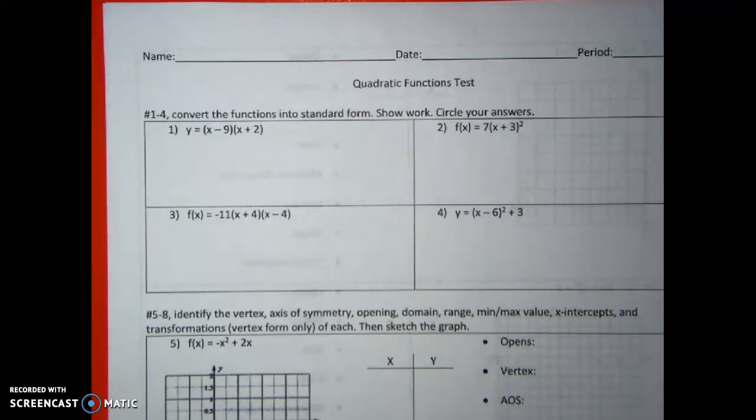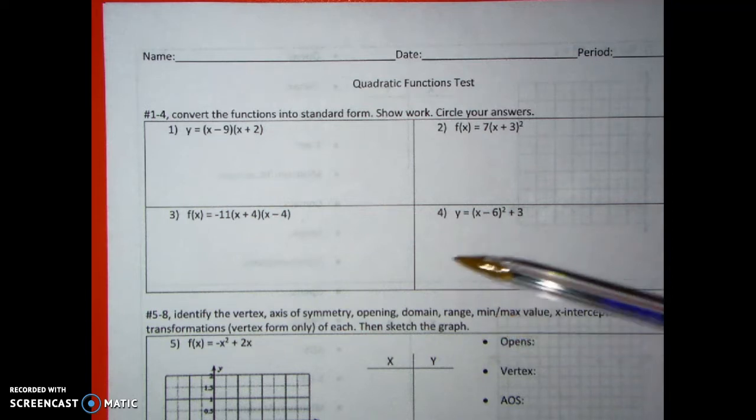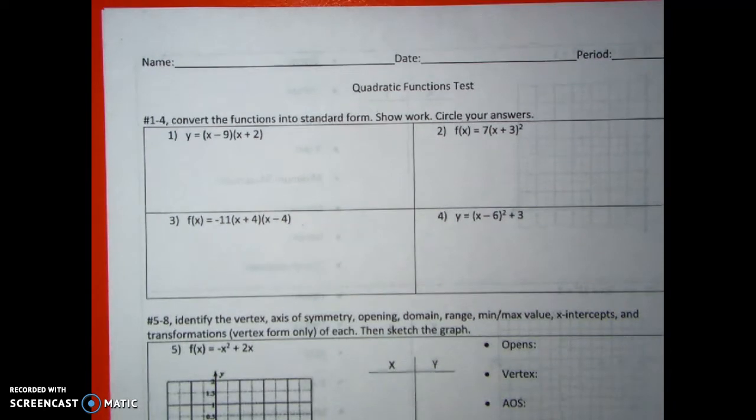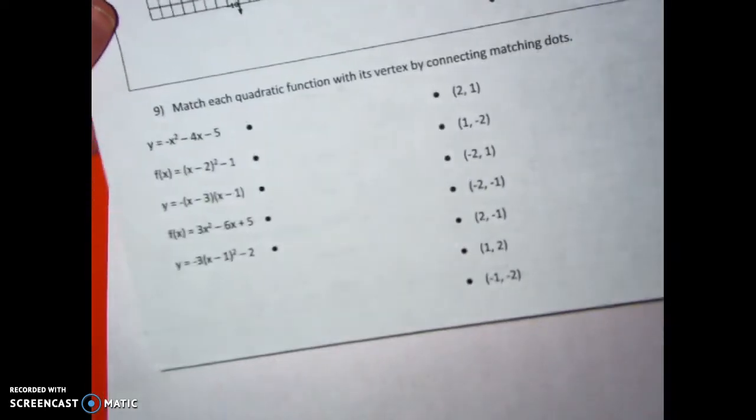In this video, I am going to go over the quadratic functions test with you, and you are expected to be filling this out along with me. Your test might have been in a different order, but it's the same exact problems. Your test could have started with these on the front, but it's the same exact test.